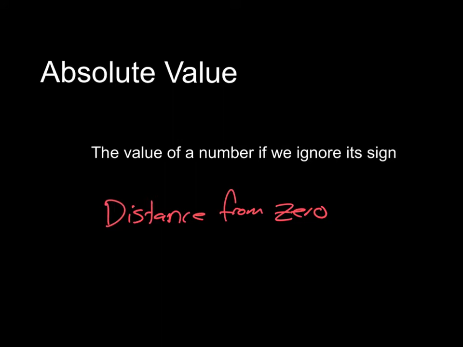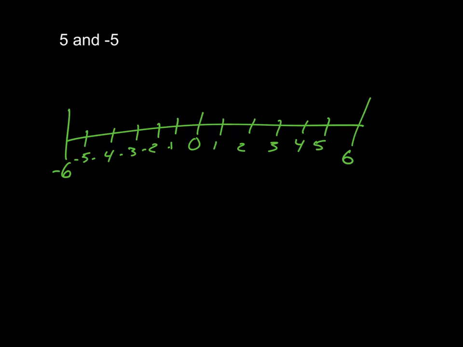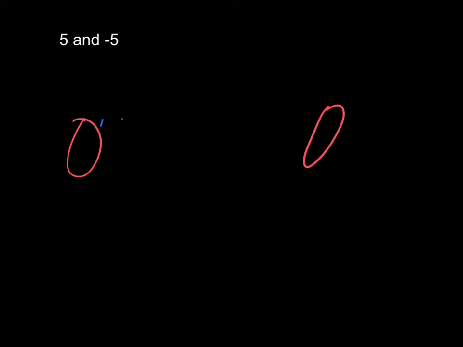So let's look at an example. If we have 5 and negative 5, we can again draw a number line. Okay, so here's a number line. I have my 5 here, and I have negative 5 here. If I look at it, I can count the number of spaces between negative 5 and 0 and see that there are 5 spaces. And I can look at the distance between 0 and 5 and see that there are 5 spaces. That's why I'm saying distance from 0. These are equivalent distances. Okay, they're both 5 spaces away from 0. So that's what we're looking at for absolute value.